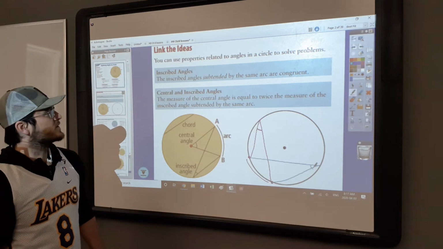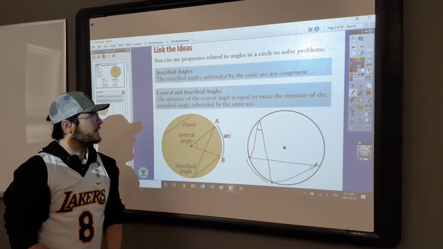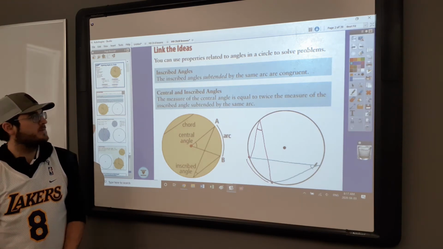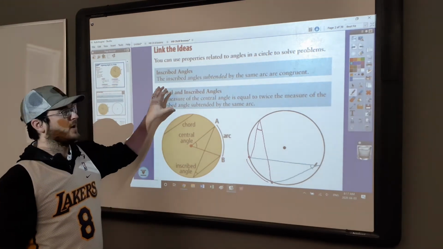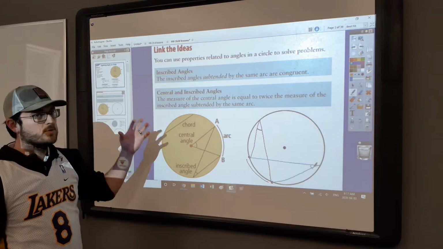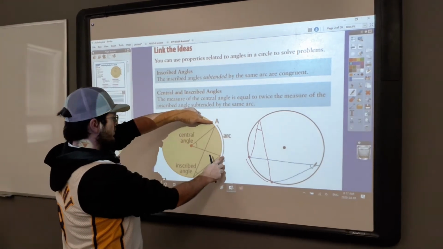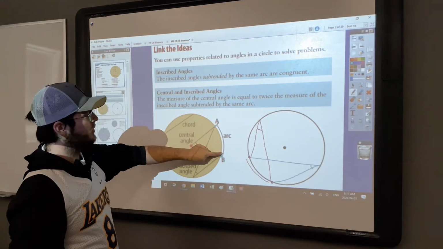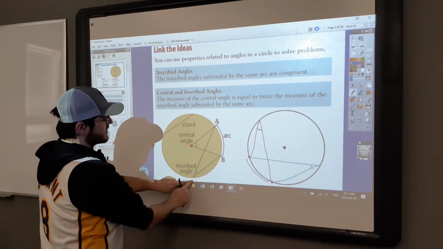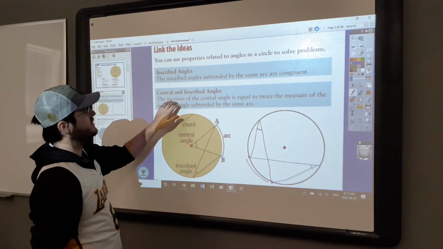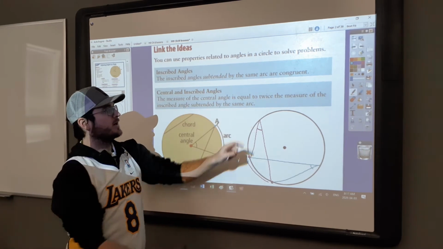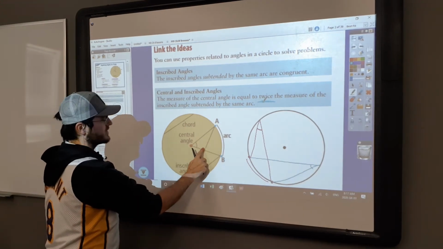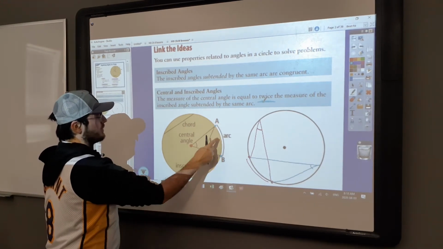The second rule here is the central and inscribed angle rule. It says that the measure of the central angle is equal to twice the measure of the inscribed angle subtended by the same arc. Again, a mouthful. It's important to jot these down and know them. But I'll just show it here. If I take these 2 points, and this is the one arc that we're going to subtend, we're both going to come from that arc. Here's an inscribed angle. Here's a central angle. This rule is saying that the central angle is going to be twice as big, and that's always going to be the case.